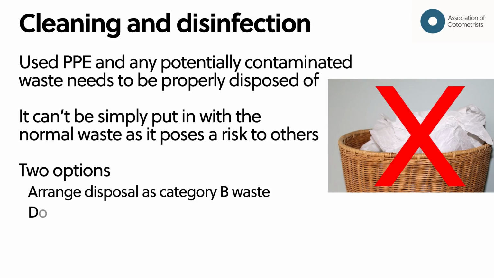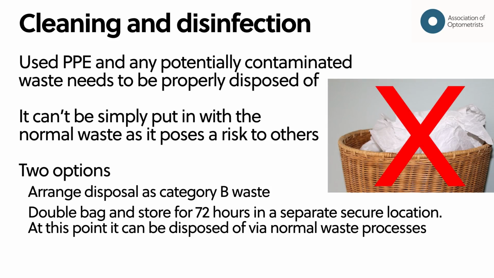Having used our PPE appropriately, we then need to dispose of it, and any potentially contaminated waste needs to be disposed of properly. You can't just simply put it in the normal waste, as it's a risk to others. So that gives you two options really. One is arranging for a proper category B disposal, and that could be arranged through your waste management companies in the same way that we have our little yellow boxes for minims and things like that. Or you can go for double bagging, so you bag the PPE in one bag and then put that bag inside another bag, and you store it for 72 hours in a secure location. And then after 72 hours has passed, it can be disposed of via normal waste processors.